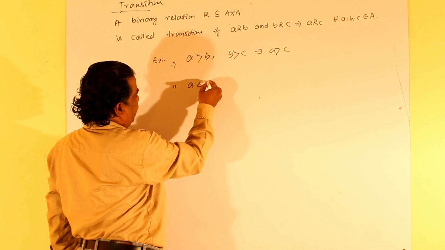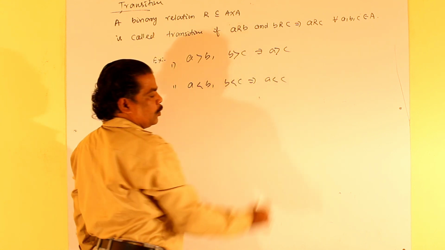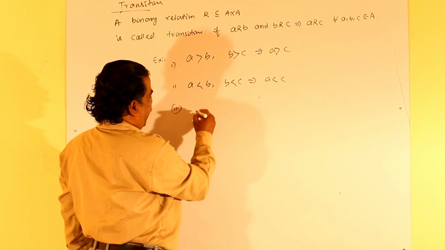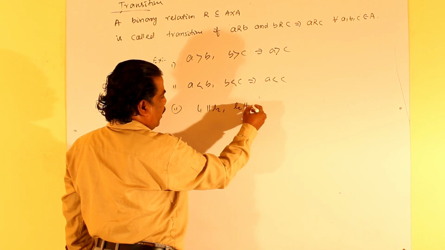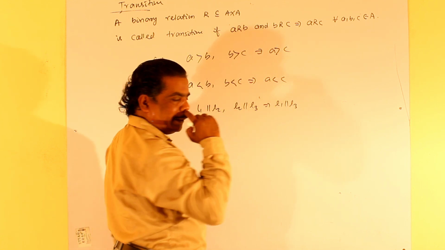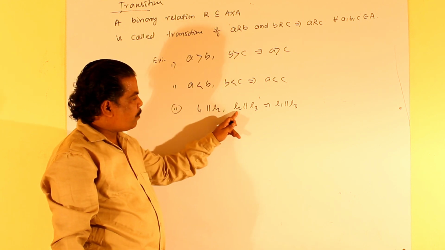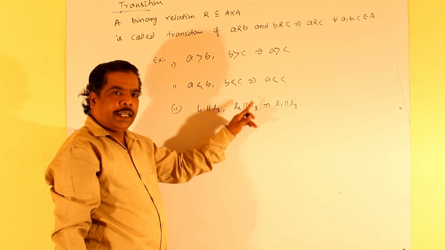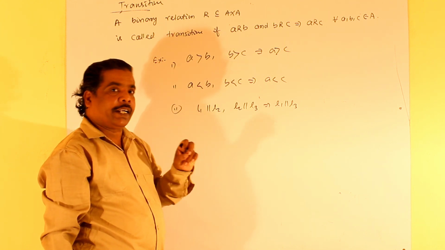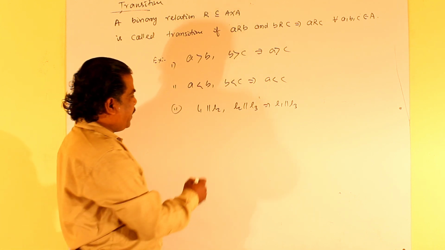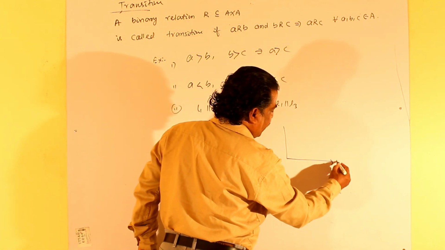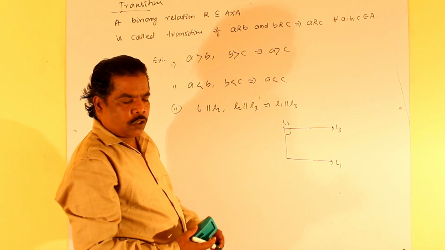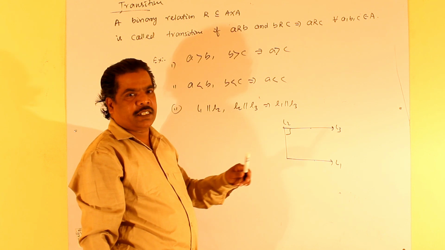Again, if A less than B, B less than C, this implies A less than C. So less than is also an example of a transitive relation. Again, if L1 is parallel to L2, L2 is parallel to L3, this implies L1 is parallel to L3. So the parallel relation is called transitive. But in the case of perpendicular, if L1 is perpendicular to L2, L2 perpendicular to L3, then L1 is not perpendicular to L3. So the perpendicular relation is not an example of a transitive relation.